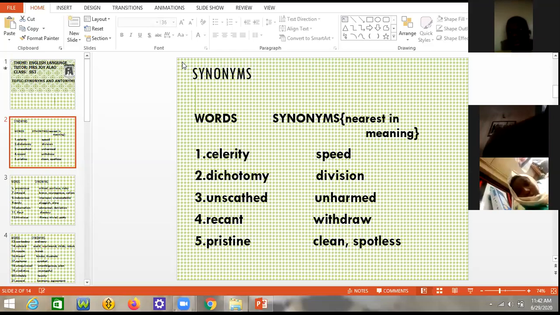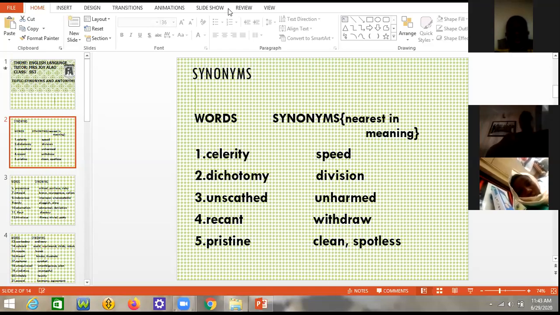Remember that some words in the English language will have more than one meaning. Two or more meanings can mean another thing. For example, we normally use gay as an example. Gay means happy, excited. It can also mean somebody that is, maybe, homosexual. So a word may have more than one meaning. But now we're just looking at words that can replace another word. So the first word we have is celerity.